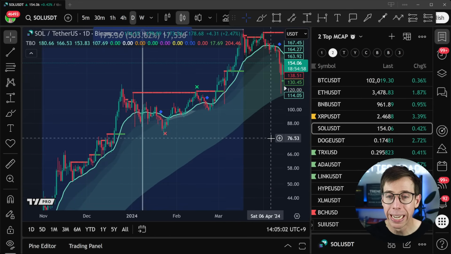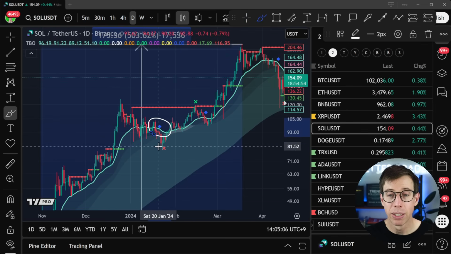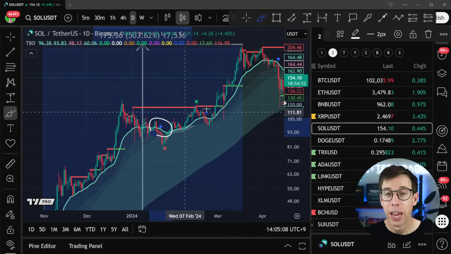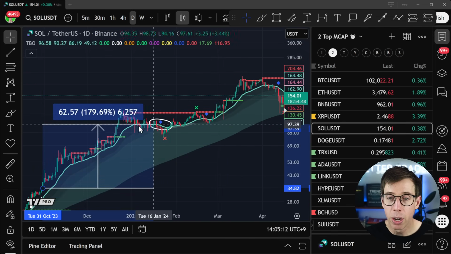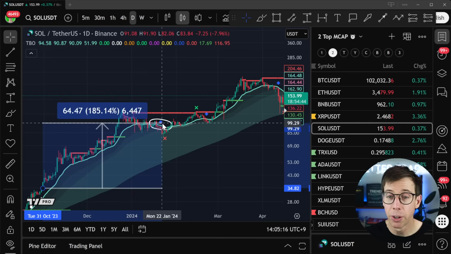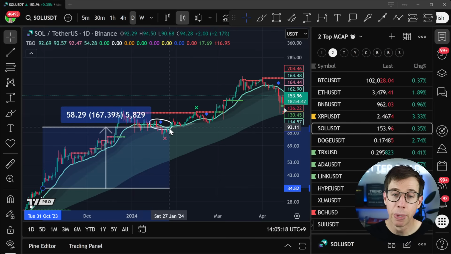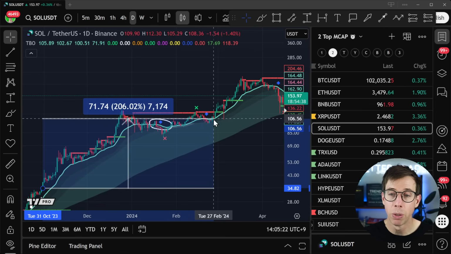And while you're remaining in the trend, you will get notifications about pullbacks if you didn't take profit yet. And by this time, Solana had already moved up 264%. So if you didn't take profit there, you're getting a warning here. Just take a little bit out at 167. We get another warning here. Just take some profit out here at 200%.